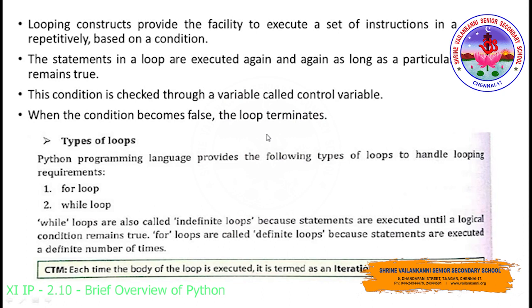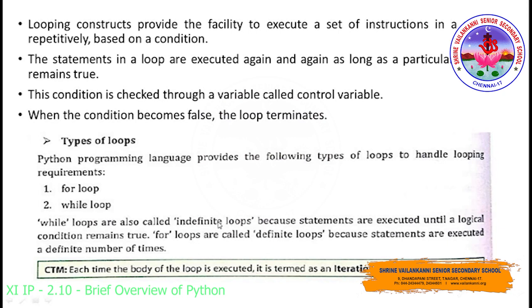In the Python programming language, we have two different types of loops. One is called a for loop, and the other one is called a while loop. The while loop is also called an indefinite loop. When you look at examples, you will understand why I'm calling this an indefinite loop. And the for loop is also called a definite loop.